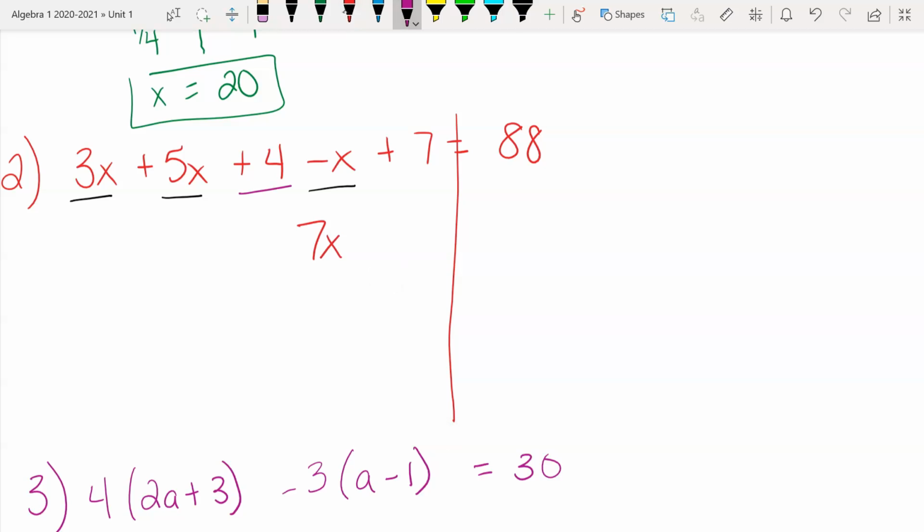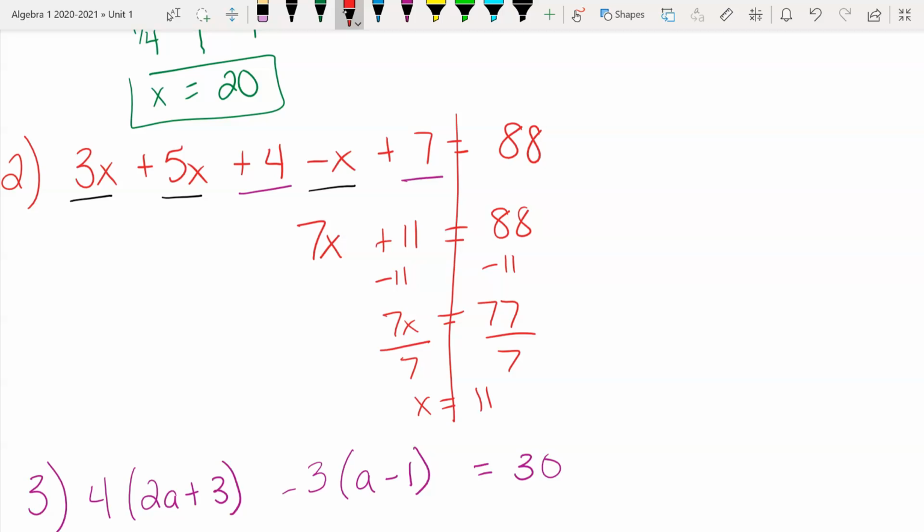You can also combine constants, or numbers that are by themselves. So 4 plus 7 would be a positive 11. And now you're going to solve it. I would subtract 11. Rewrite my problem. Divide by 7 because you're multiplying by 7, so you have to do the opposite to get rid of it. And I get my answer. x is 11.